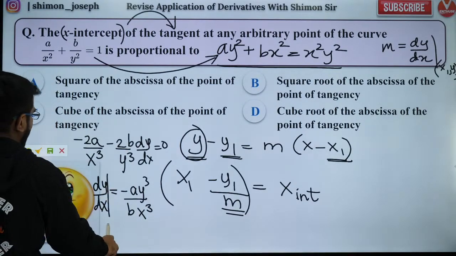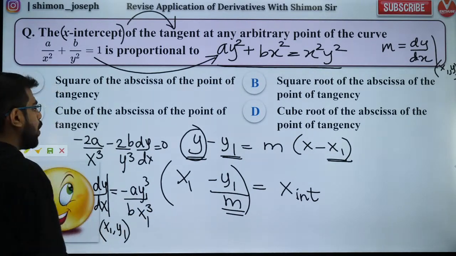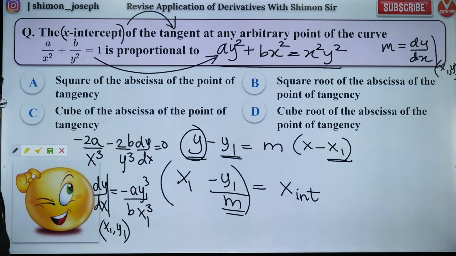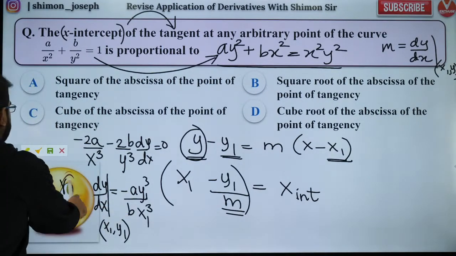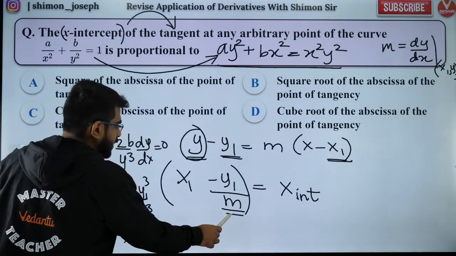Now I am finding at the point x1 comma y1. So it will be y1 cube by x1 cube. Are you all okay with that? Everybody? So this is the slope of my tangent. This is the slope of my tangent which I need. Now plug it over here.